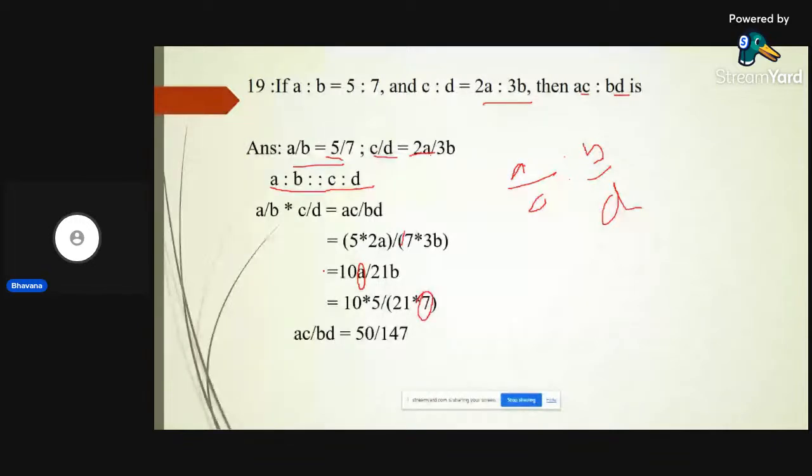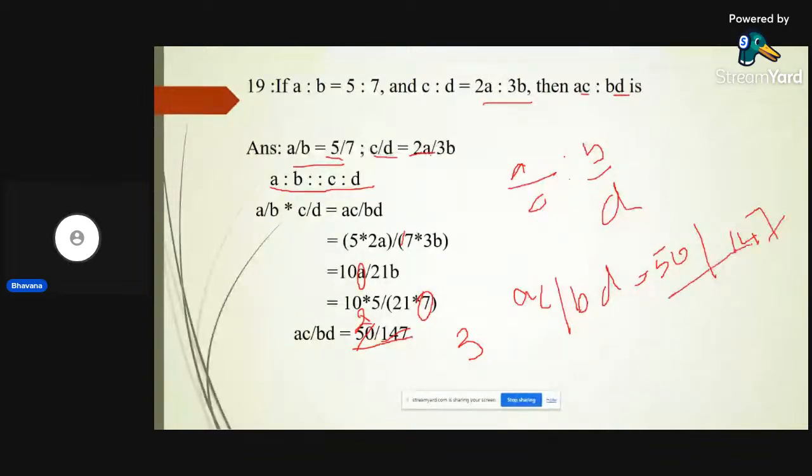So in that case we will get the answer as 50 by 147. If we divide by 2, it will not divide, and if we divide by 3, it will not divide either. So we just stop here. AC by BD is equal to 50 by 147. So the answer is 50 by 147. Yes, correct.